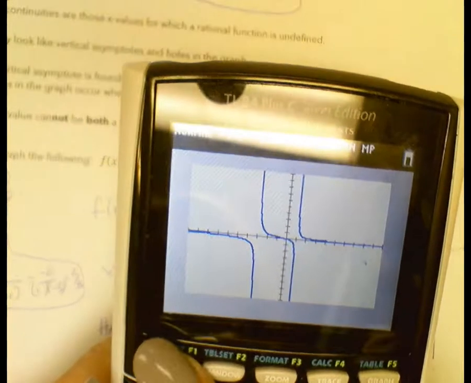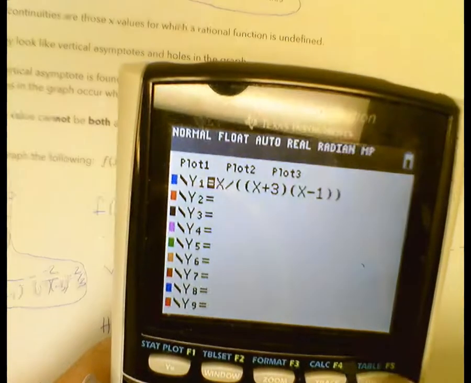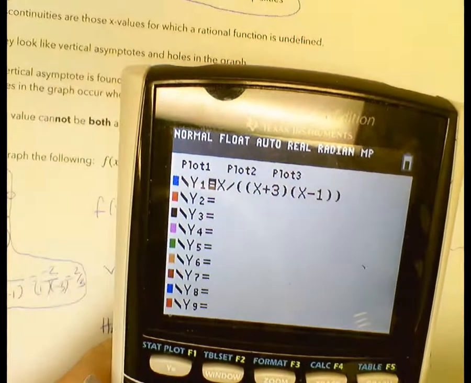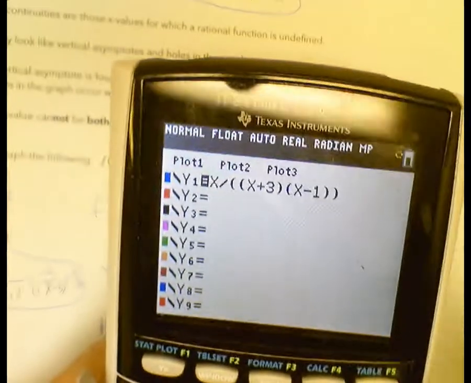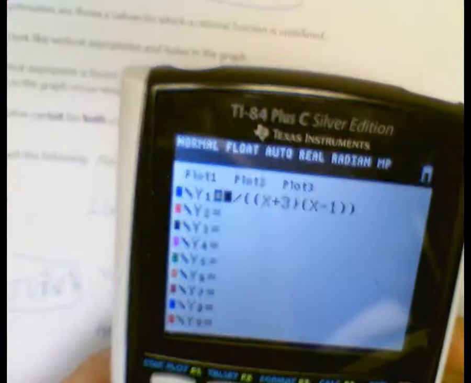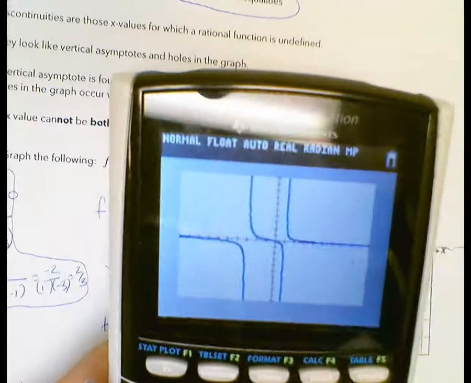Just for fun, watch this. What if... can you even do this on this graph? How do you graph? Okay, never mind. I'm not going to do that for fun. Get what I'm saying? All right, so this is what our curve is going to end up.